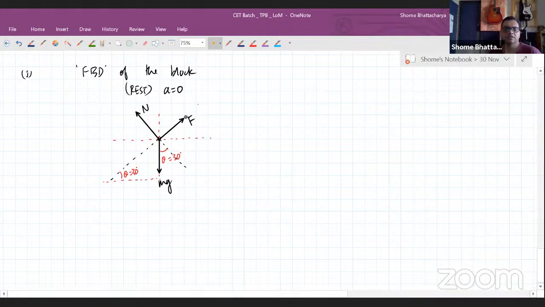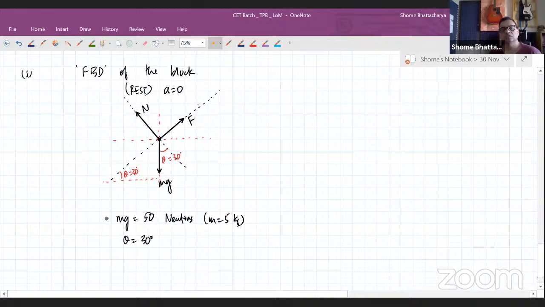So what we will do in the next step is we will take, so now we know mg is equal to 50 newtons, okay, because the mass was given to us as 5 kg, and we know theta is equal to 30 degrees. This is the information that is given. And what we have to find, we have to find normal reaction, and we have to find force.